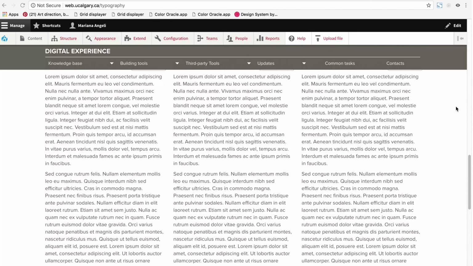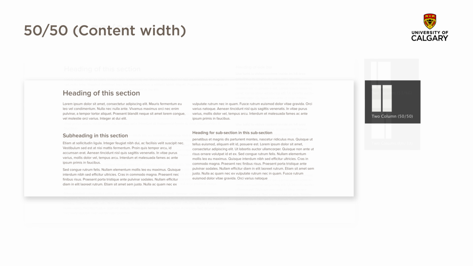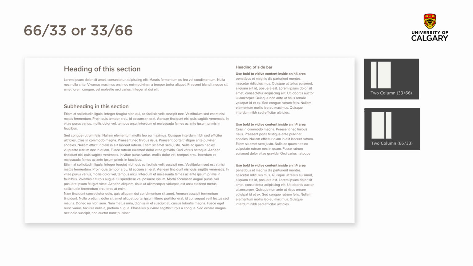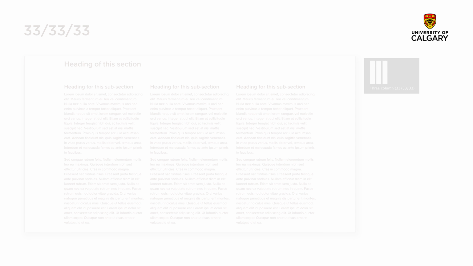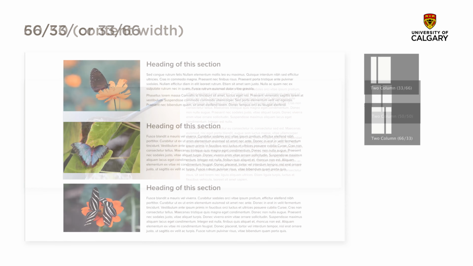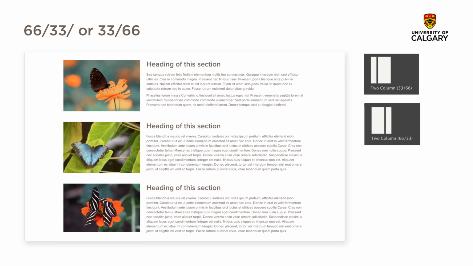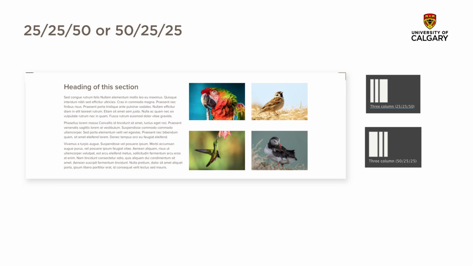Here are some recommended layouts to try out when designing your page with only text content. You can use the 50-50 layout, 66-33 or 33-66, and the 33-33-33. Good layouts to try for content that has both images and text are 50-50, 66-33 or 33-66, 25-75 or 75-25, 25-25-50 or 50-25-25.